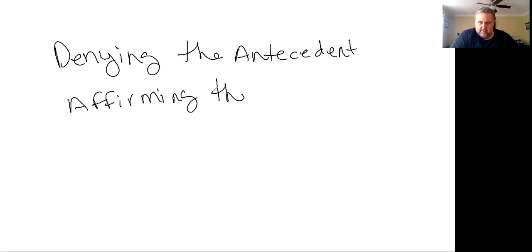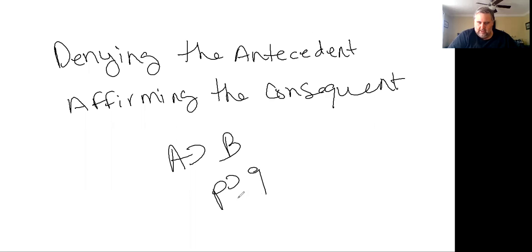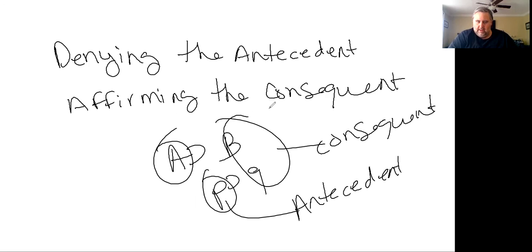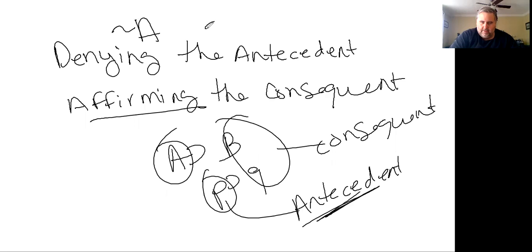the consequent. Now, if you recall, in an argument like A horseshoe B or P horseshoe Q, the part before the horseshoe is called the antecedent, and the part after the horseshoe is called the consequent. So affirming the consequent means you say, yes, the consequent's true. And denying the antecedent means you say, no, the antecedent's not true. On a very basic level, denying the antecedent means you are trying to say, because the antecedent is not true, that the consequent is not true. And that is not valid.